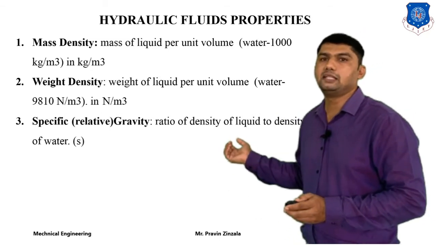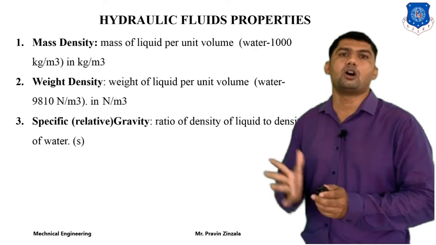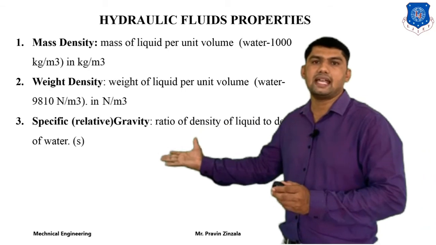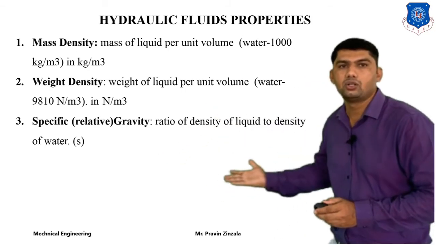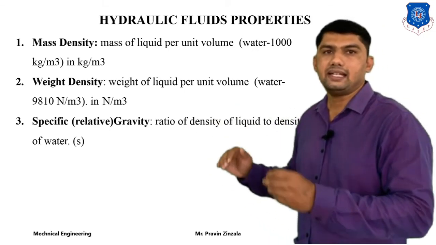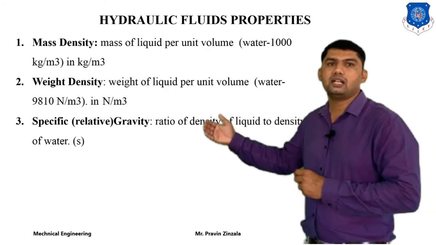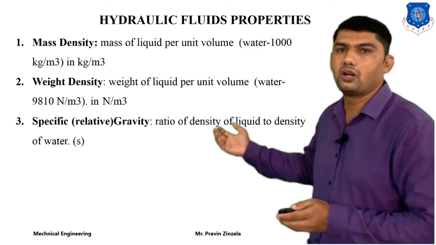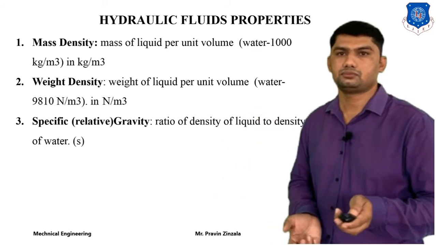Next is specific or relative gravity. It is the ratio of density of liquid to the density of water. If we are talking about gas, it is the ratio of density of gas to the density of air. So for specific or relative gravity, we take water as the reference for liquids, and air as the reference for gases. The value of specific gravity for water will be 1.